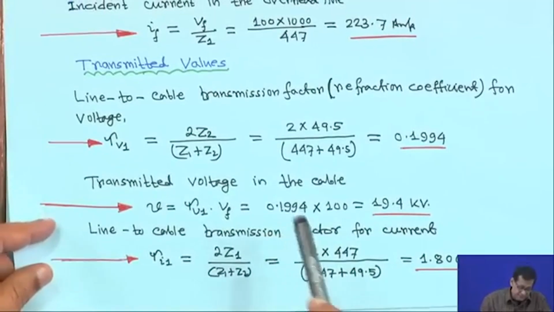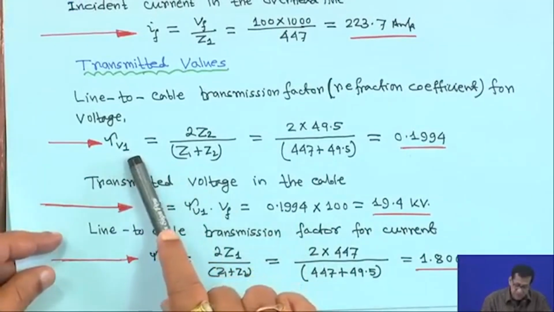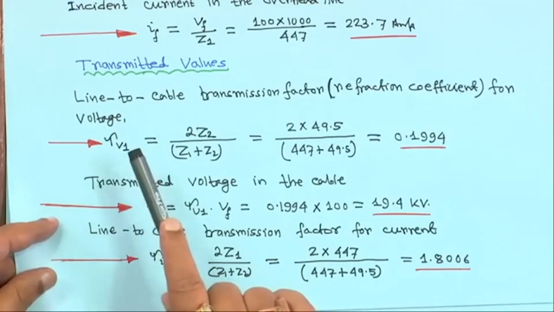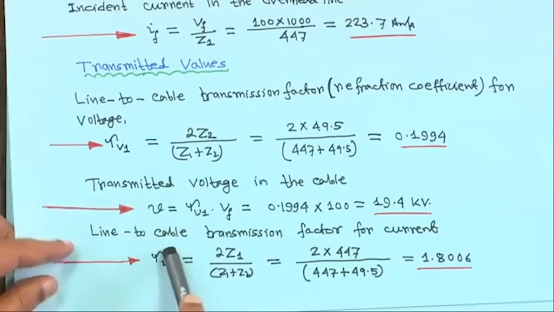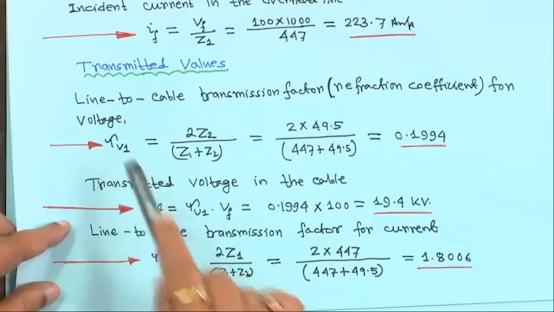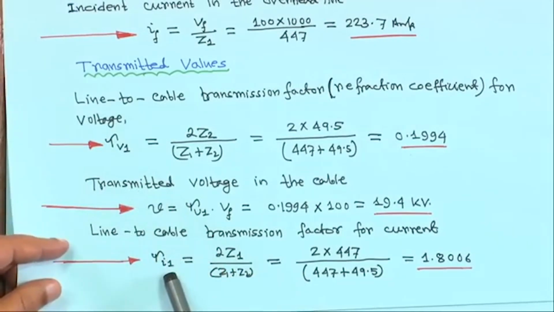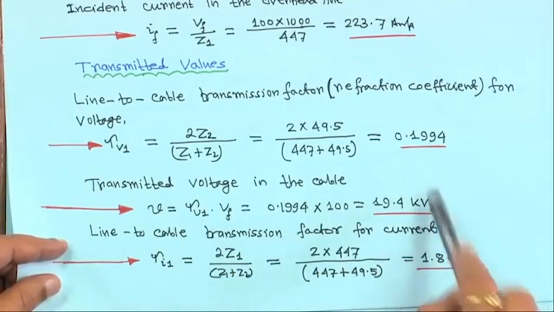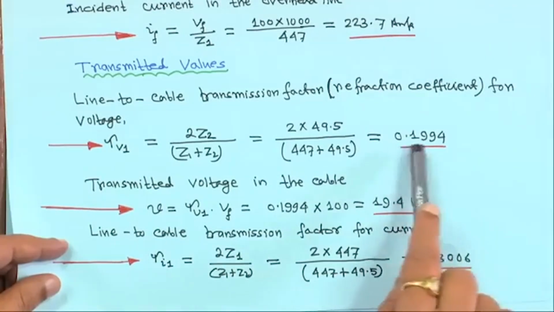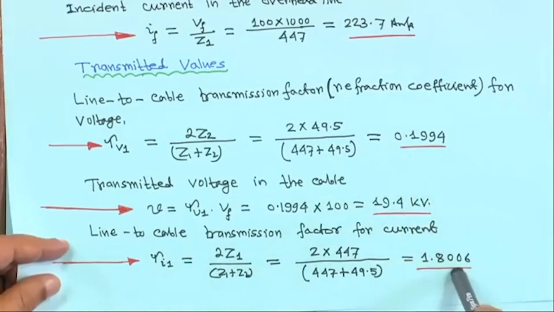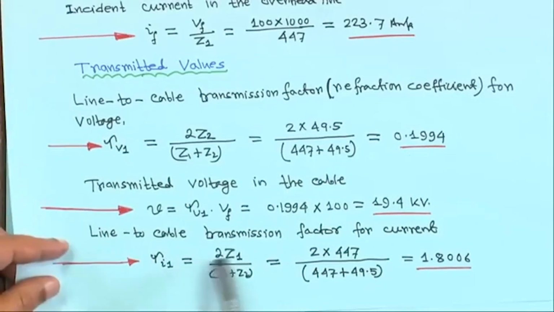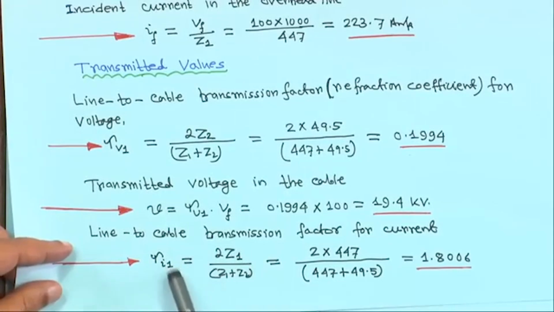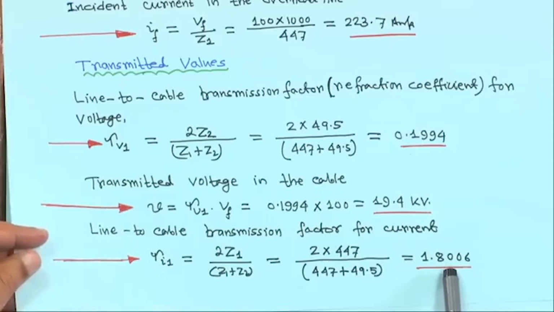Actually, earlier we have seen that the refraction coefficients for the voltage and for the current add up to 2. Basically, tau V1 plus tau I1 is equal to 2. So, if you add these two, 1.8006 and 0.1994, it becomes 2. Once you calculate one, there is no need to calculate the other; directly you can find tau I1 as 2 minus tau V1, which gives you the same value.